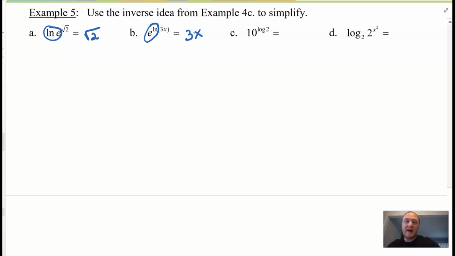Over here, I have 10 raised to the power of log of 2. Are those inverses? Well, what's the base on that log? This is log base 10. So they're inverses, so they cancel, okay? And then here, log base 2 of 2 to the power of x squared. Well, again, log base 2 of 2, inverses, they cancel each other out.